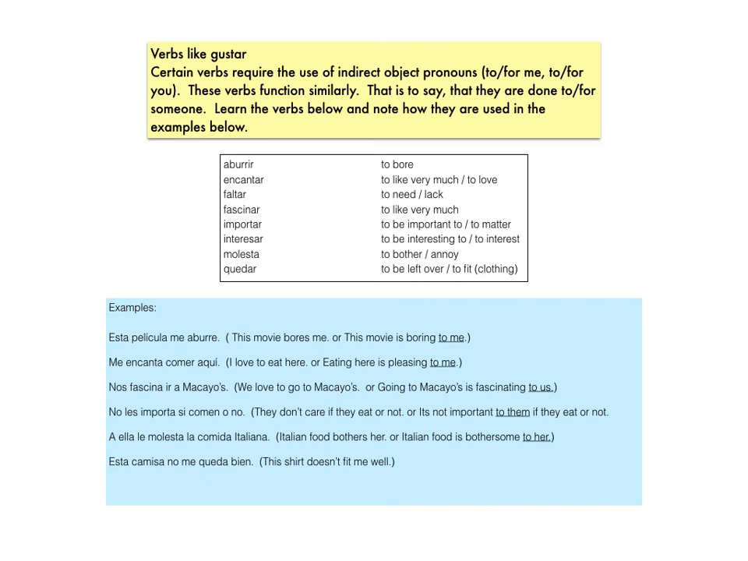Okay, so again, verbs like gustar, study these verbs, note how they work, how they have to use an indirect object pronoun with them. I would say take some time and practice with these. You'll probably have some homework that goes along with it, and we'll probably practice these in class. So take advantage of that practice and do some studying.